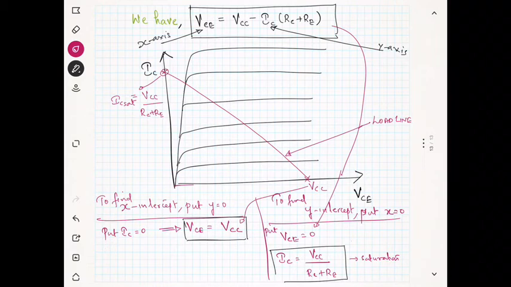Now we will do a problem. The problem is to obtain the load line. We have to find the Q point and obtain the load line. Now we will see how to draw the load line. So let us consider a problem.